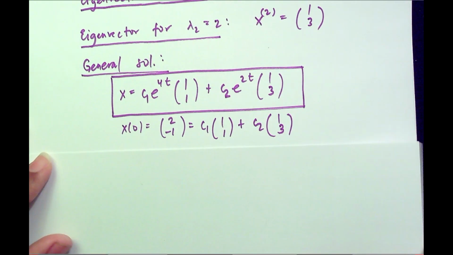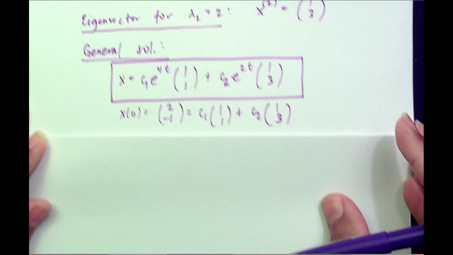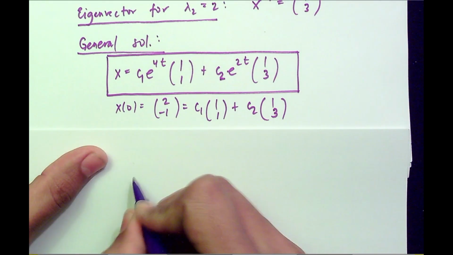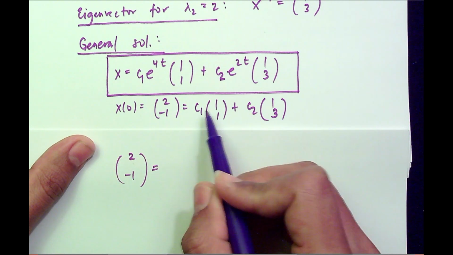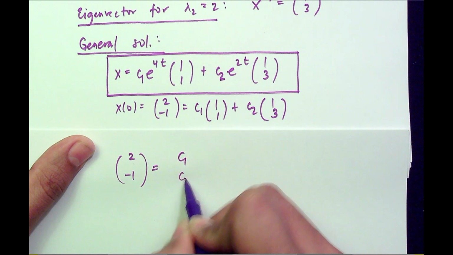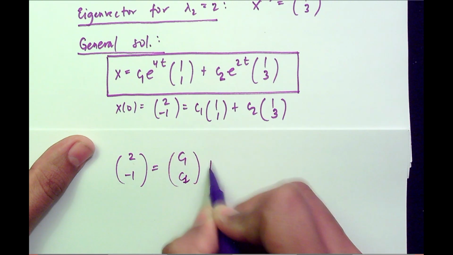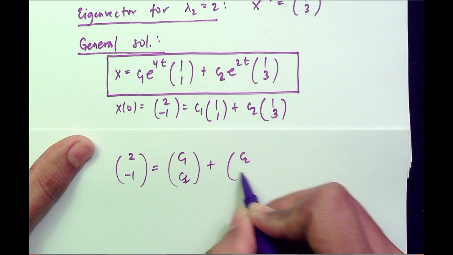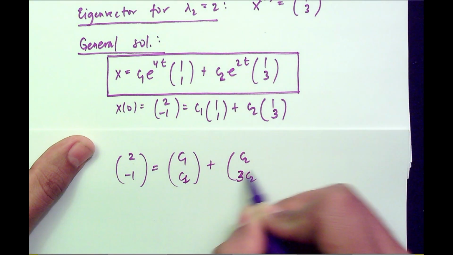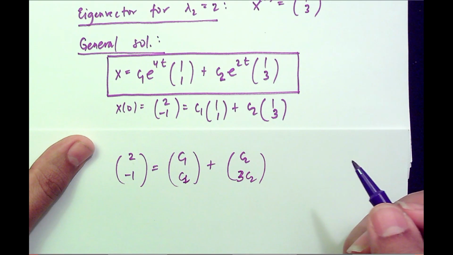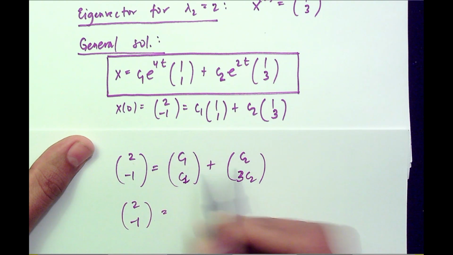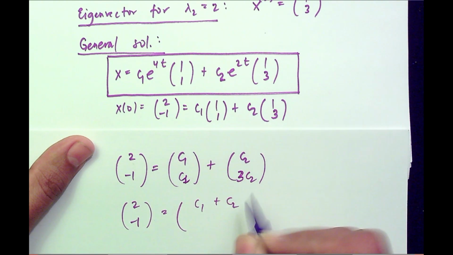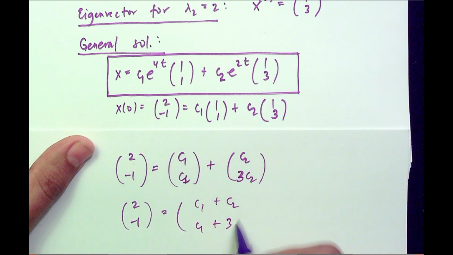Okay, so I'm going to continue on another page. So we're going to now figure out what these c1 and c2 need to be. So let's unravel this. Simplifying, we get 2, negative 1 equals, and then just distribute the c1. This is c1, c1, plus c2, 3c2, distributing the c2 here. And then simplify further by combining these. This is c1 plus c2, and then c1 plus 3c2.